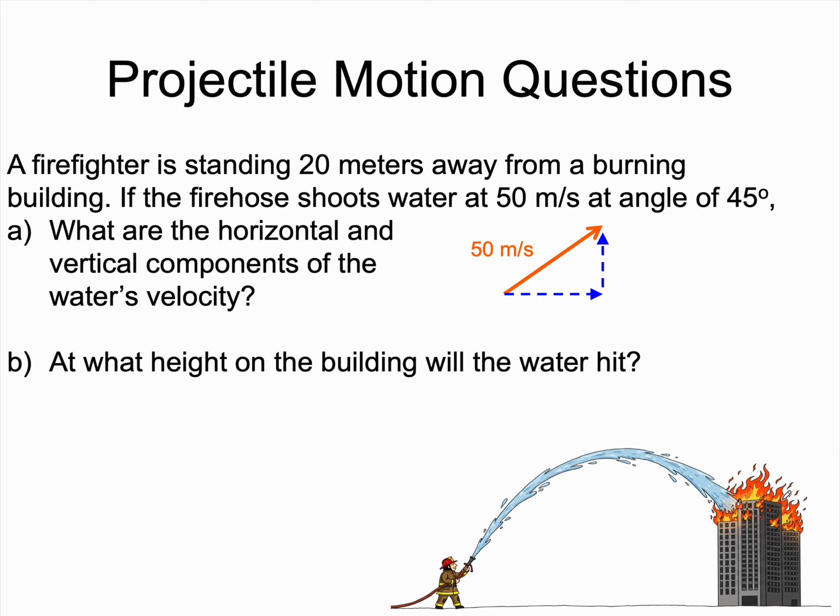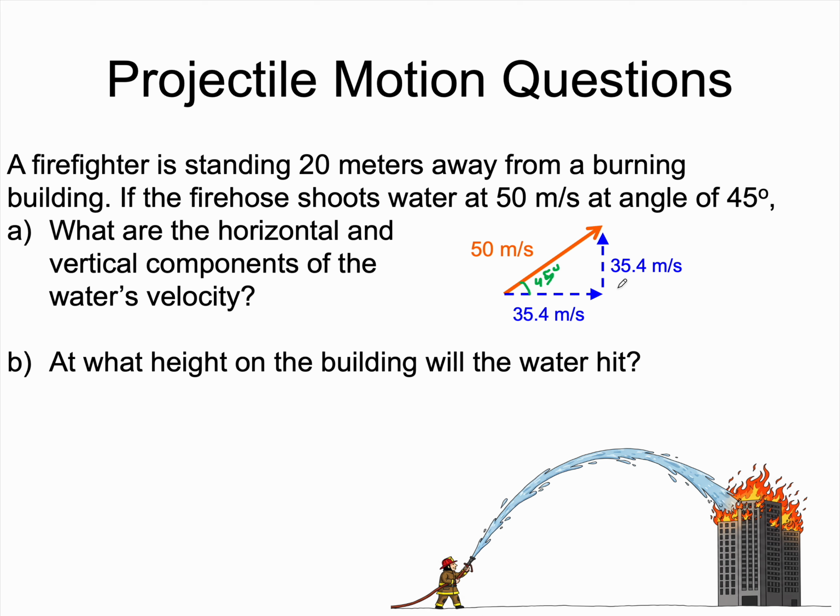A firefighter standing 20 meters away from a burning building. If the fire hose shoots water at 50 meters per second, angle of 45 degrees, what are the horizontal and vertical components of the water? So this is our 45 degrees. Hopefully you can very quickly do some trig, and discover that those two sides are 35.4 meters per second. That's both our initial vertical and our initial horizontal.